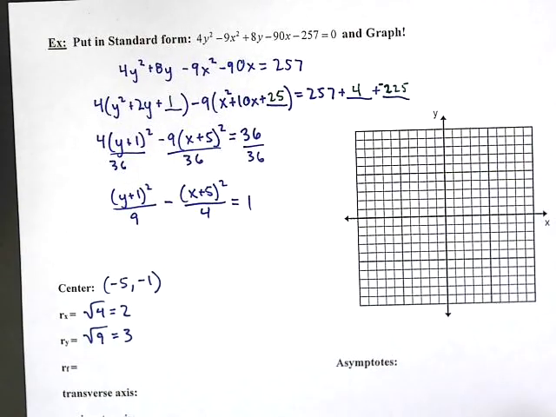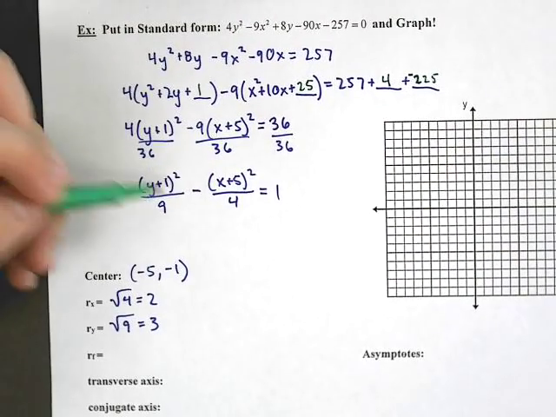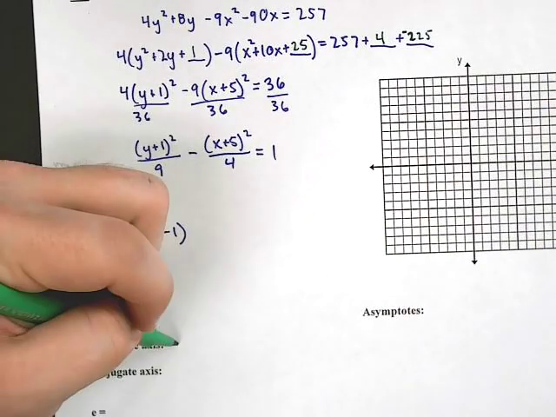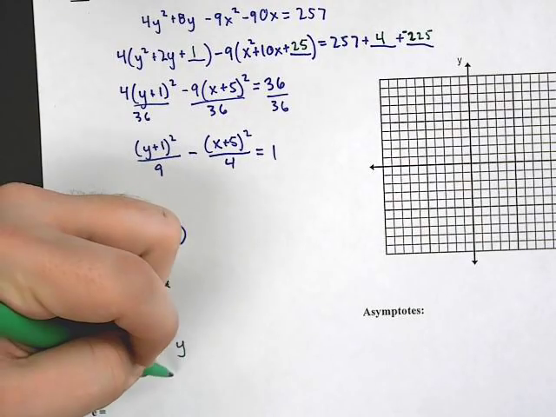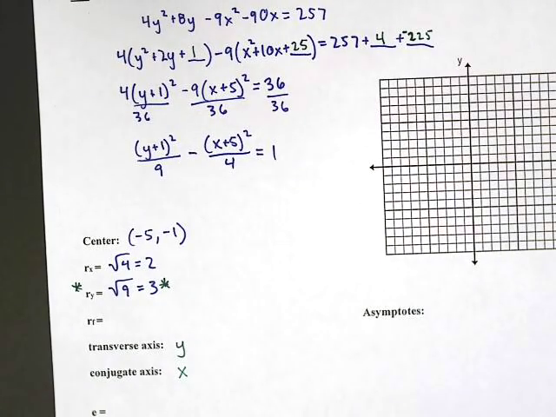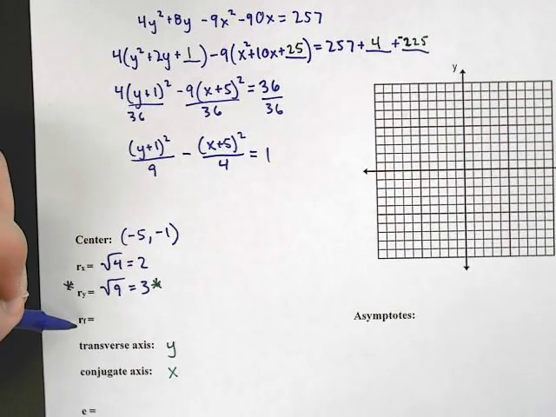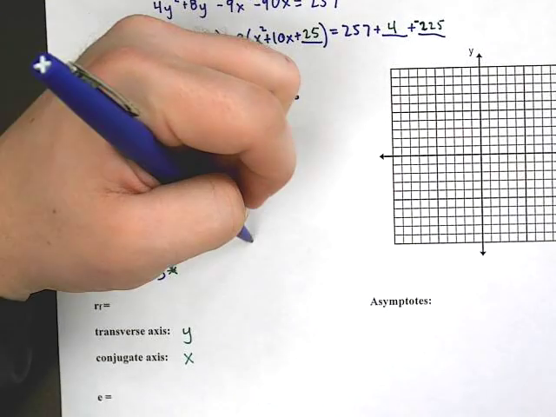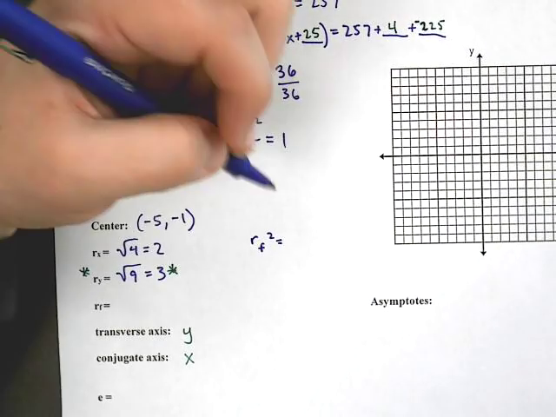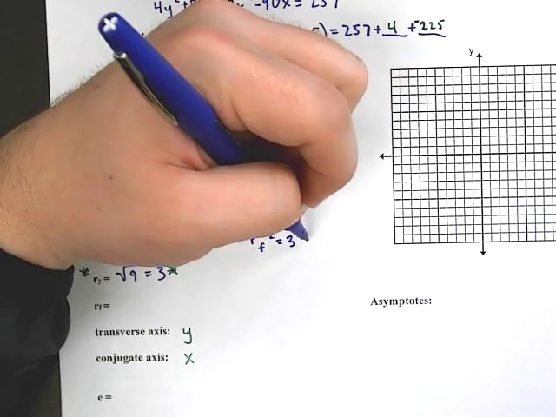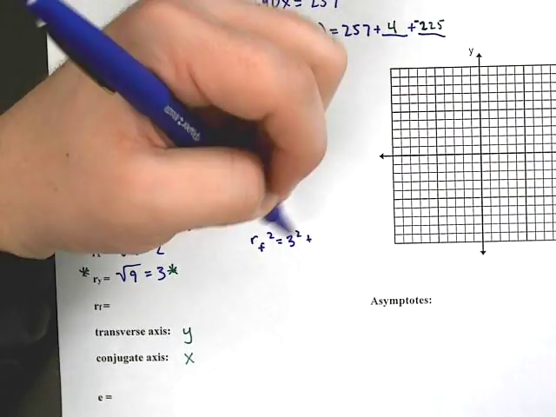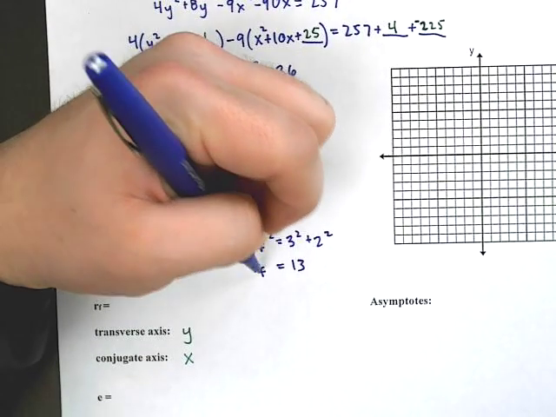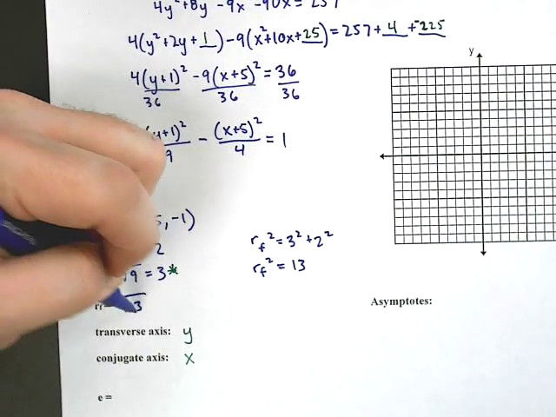What's the important thing for you guys to understand about this? Well, because y comes first, r sub y is our transverse axis, which actually is down here, my bad. So we can just put that there, which means, of course, conjugate is going to be x. Well, we do need to get r sub f, and to get r sub f, we do what? R sub f squared is equal to r transverse squared, so 3 squared, plus r conjugate squared, or 2 squared. That's 9 plus 4, that's 13. So we know that r sub f is square root 13.